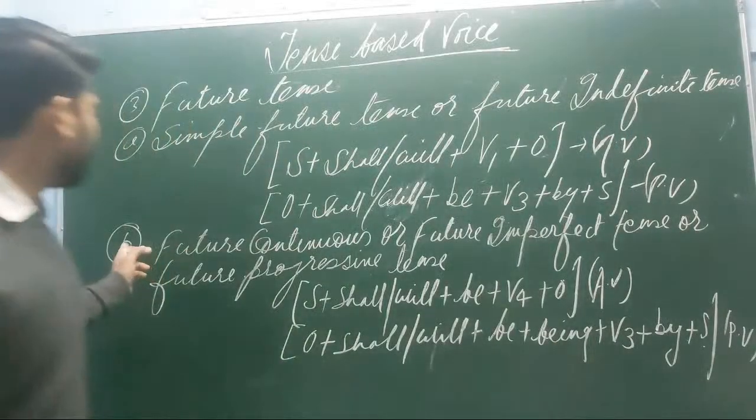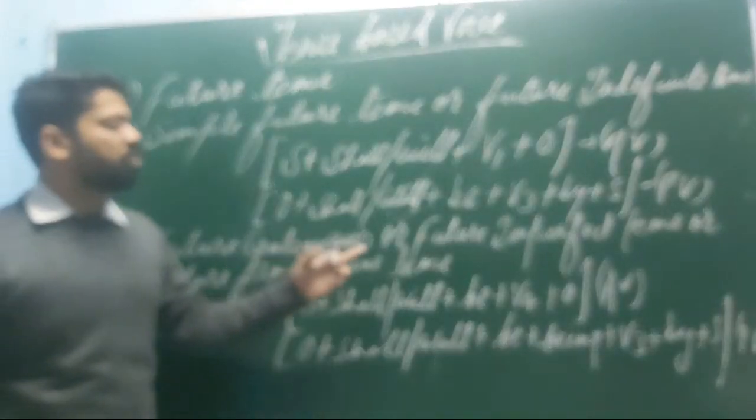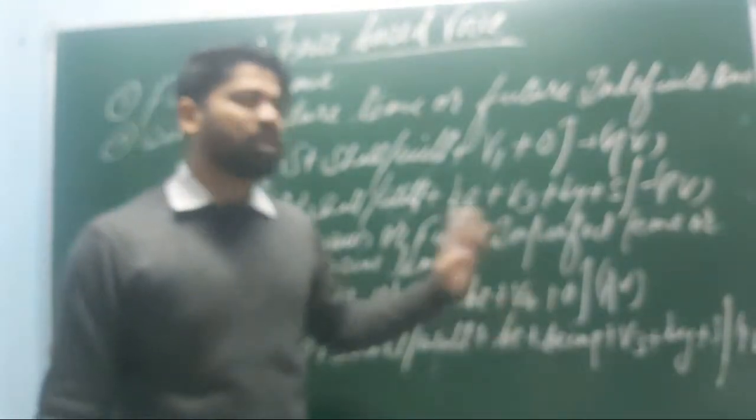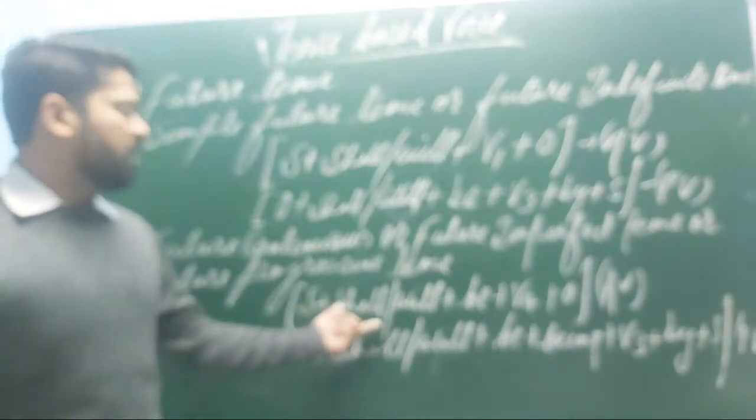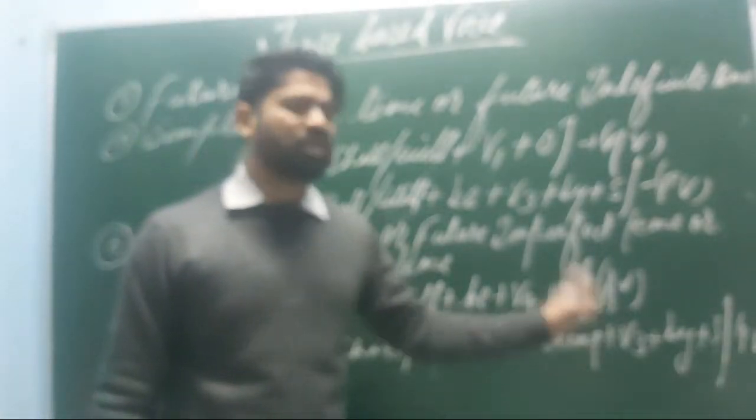For the second form of the future tense, that is the future continuous or future imperfect tense or future progressive tense, subject plus shall or will plus be plus be4 plus object. This will be the basic structure for the future continuous, and this structure in passive will be object plus shall or will plus be plus being plus be3 plus by plus subject.